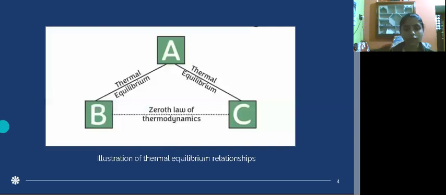So, in this illustration, we have three blocks, namely A, B, and C. The block A is in thermal equilibrium with block C, and block A is also in thermal equilibrium with block B. So, according to the zeroth law, block B and block C must be in thermal equilibrium too. This means all three are at the same temperature and there is no heat flow between them.